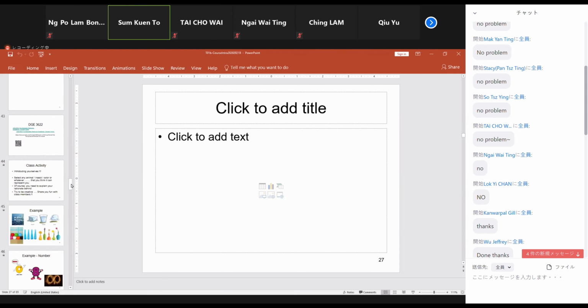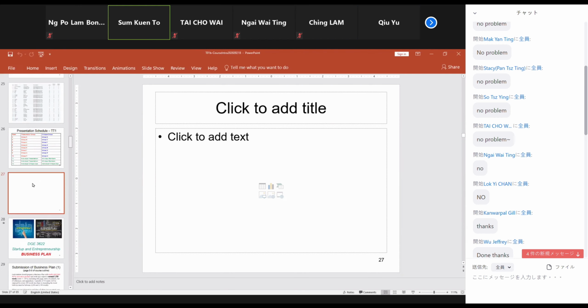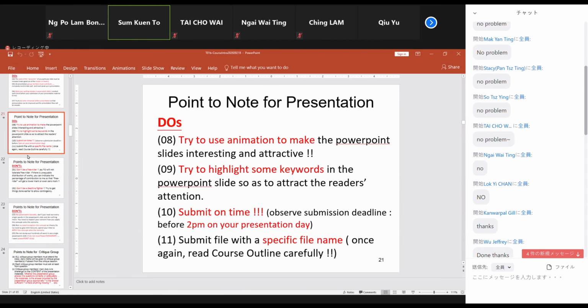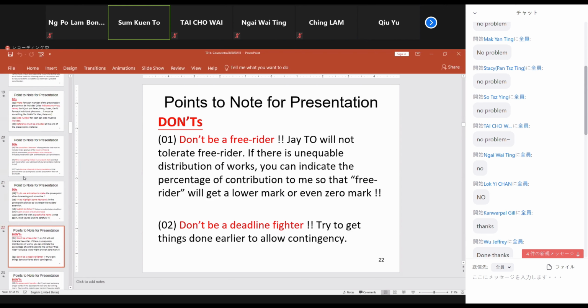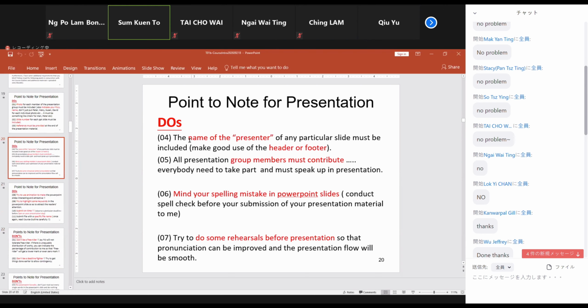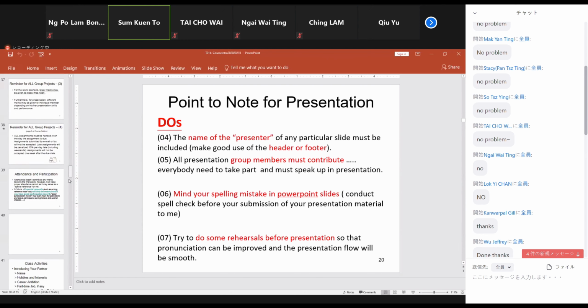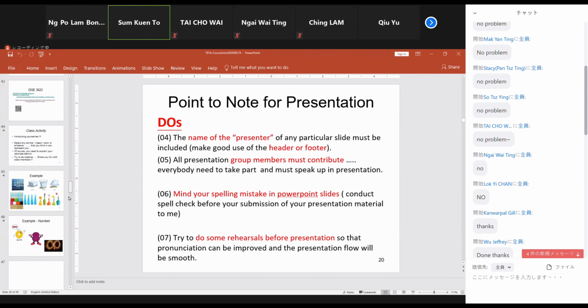Just now, some small tricks, talking about the do's and don'ts. As I mentioned here, rules. For example, the name of the presenter by making use of the header and footer, right? Just a little bit of a sample. Group A, it may benefit you a little bit, all right? I just use a sample of GoPro.